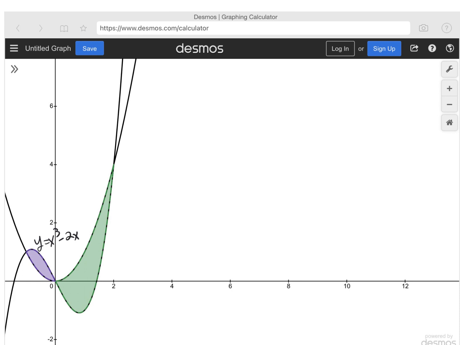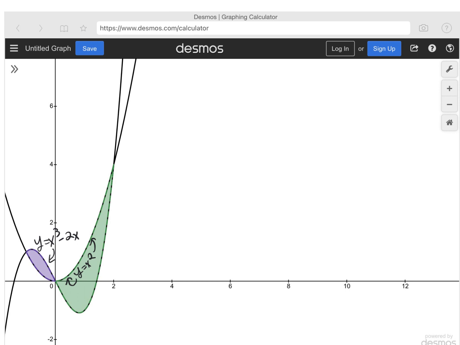So if you want to trace it out, that's the one that starts down here, comes up, hits 0, 0, then goes back down, and then continues on like this. Okay, so that is this curve. The second curve that we have is going to be y is equal to x squared, and that is this curve. It's the one that starts up here on the top left. You kind of go down through 0, 0. And then for the second part of the shaded region, it ends up being above the x cubed graph.